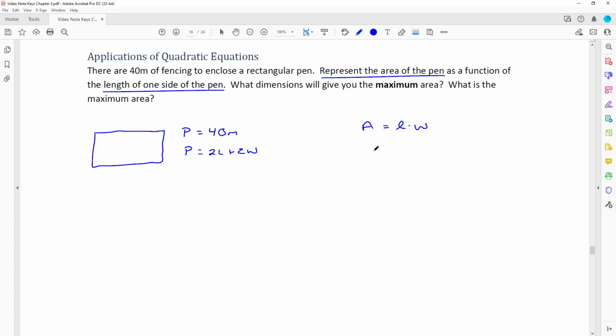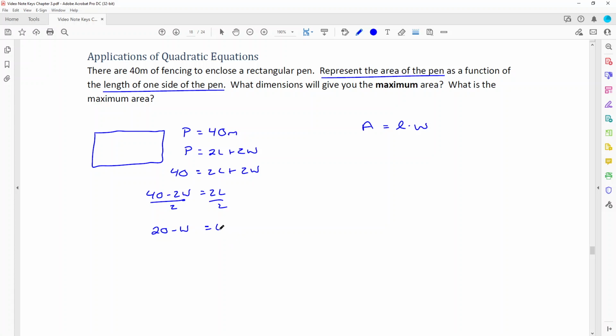Now, when it says the length of one side, it doesn't mean it wants the length. Width is a length as well, and it doesn't matter which one's length and which one's width. But we can't have both. So what I'm going to do is put the 40 in for perimeter, and then isolate either the W or the L. So let's go with L. Okay, so 2L is equal to 40 minus 2W, and then I divide both sides by 2, and I get 20 minus W equals L.